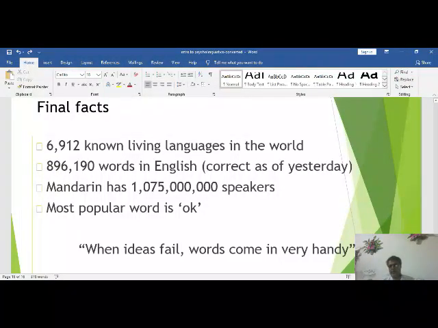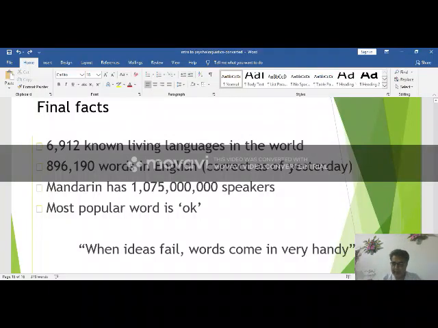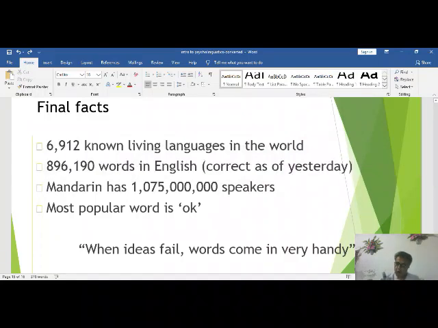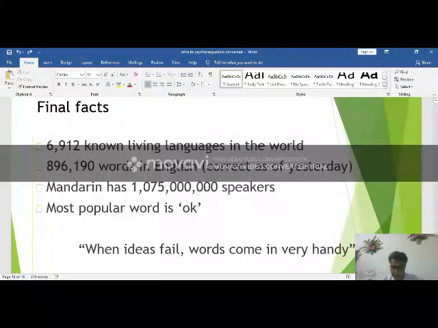The difference between Mandarin and English as a lingua franca is that Mandarin is specifically confined to the Chinese region, while English has become a global village. It has spread across the world. So we cannot say Mandarin is a global language, while we can say English is a global language. And out of English, you can find that the most popular word is "okay."